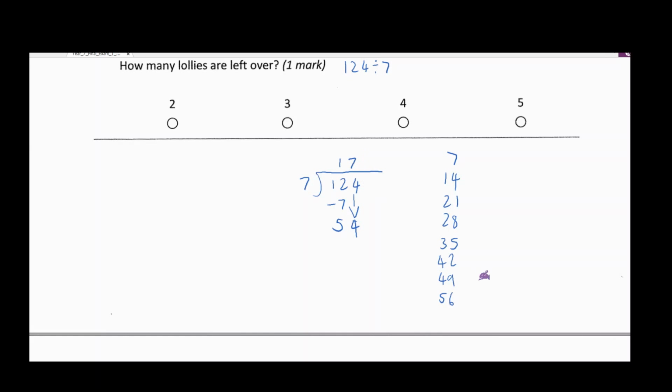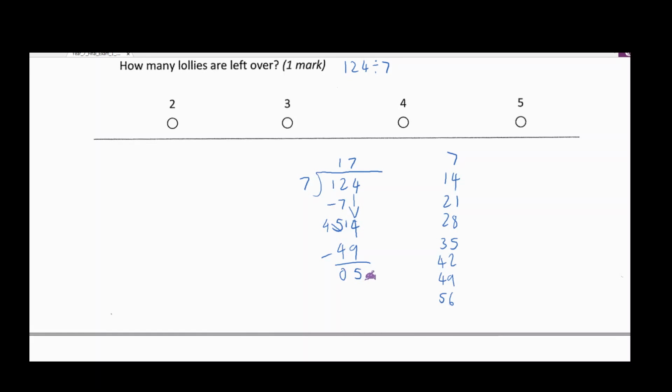Okay. And what's our remainder here? How many are going to be left over? The difference between 49 and we've got 124 and a remainder here of 54 take 49. 4 take 9 we can't do, so that 5 becomes 4, becomes 14, 14 take 9, that's going to leave us with 5.